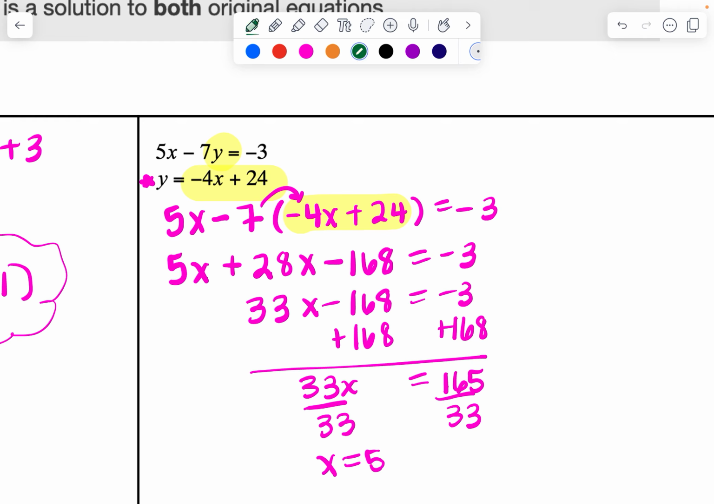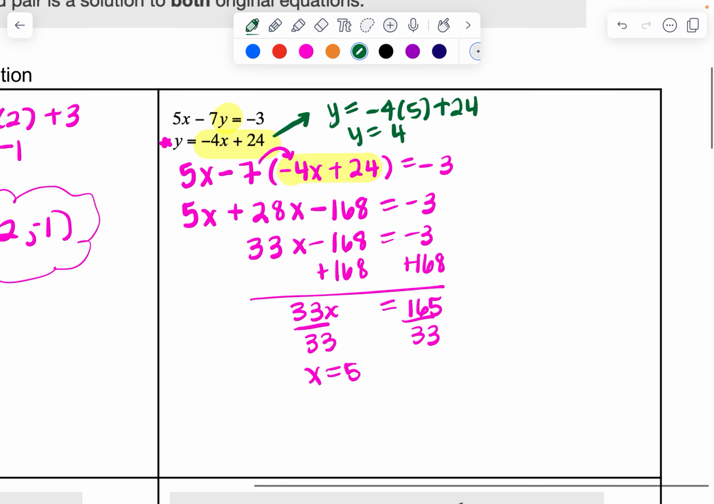Now I need to find y. I'm going to plug it into that second equation because y is already by itself. Now I know x is 5, so instead of y equals negative 4x plus 24, we'll say y equals negative 4 times 5 plus 24, which gives us 4. So our final answer then is 5, 4.